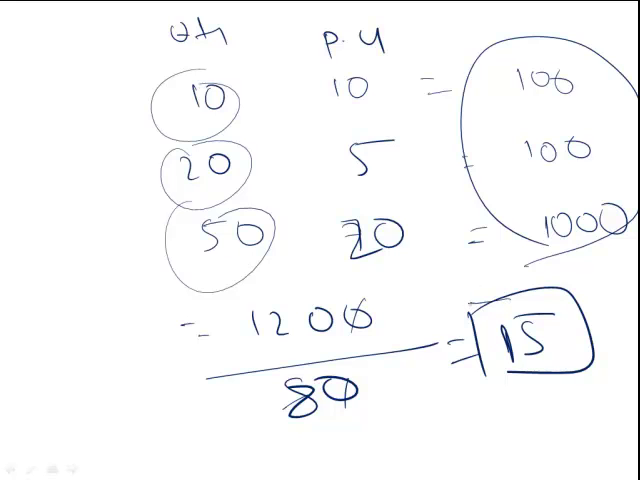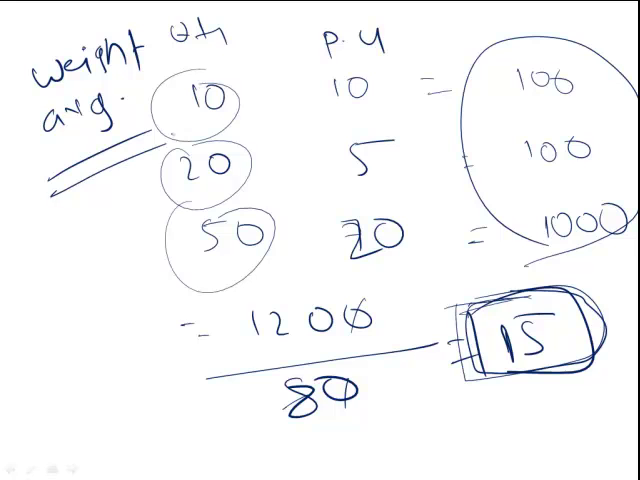So my COGS would be calculated as number of units into 15, my weighted average, and my closing inventory would be calculated as number of units into 15. This is called the weighted average method, which is the third method. Are we clear here? Now the final method, which would be called specific identification.